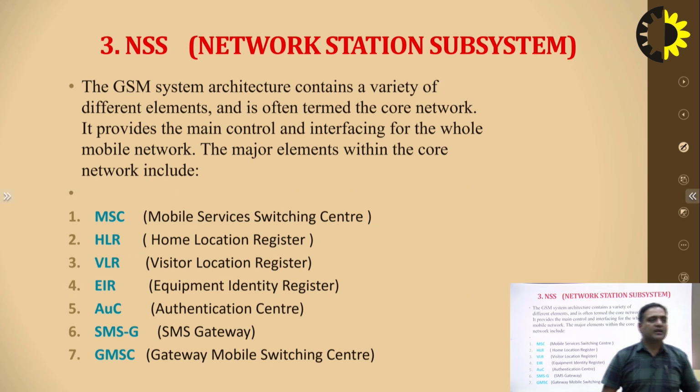Third is the network switching subsystem, NSS. The GSM system architecture contains a variety of different elements: MSC, HLR, VLR, EIR, AUC, meaning mobile switching center, home location register, visitor location register. When the user is moving from one point to another point, the particular location is updated in the VLR, which is stored in the MSC.